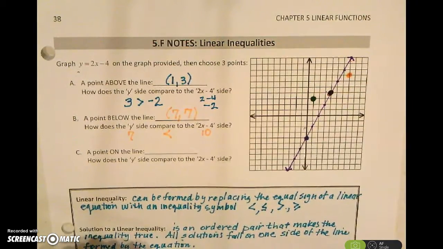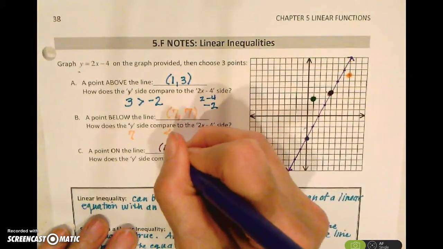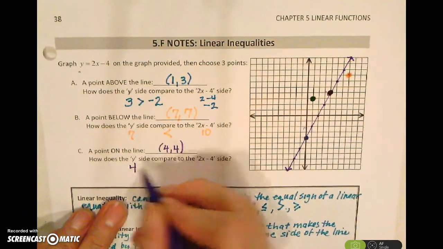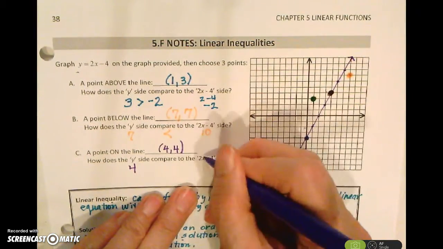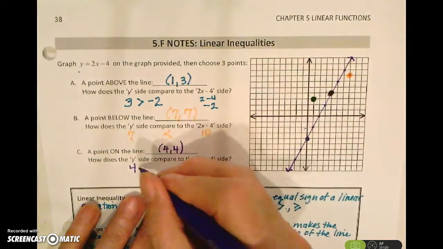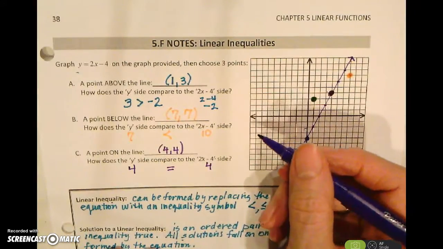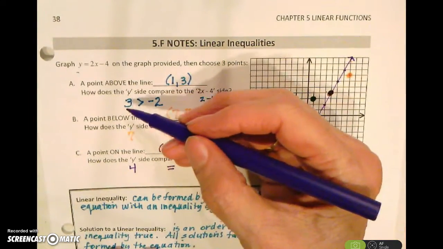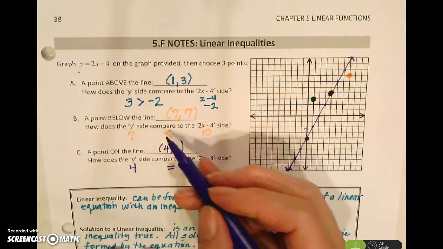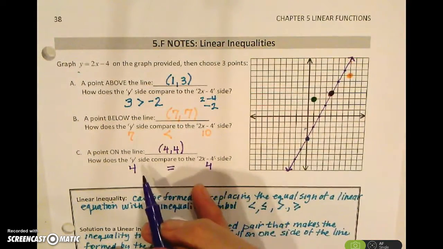And then for a point that's on the line, I picked this one right here, which is 4, 4. So again, my y value is 4. My 2x minus 4 is 2 times 4, which is 8. 8 minus 4 is 4 also. And this time my y is equal to 2x minus 4 when I substitute it. So when the point was above, the y is greater than the right side. When it's below, the y is less than the right side. And when it's on the line itself, the two are equal.